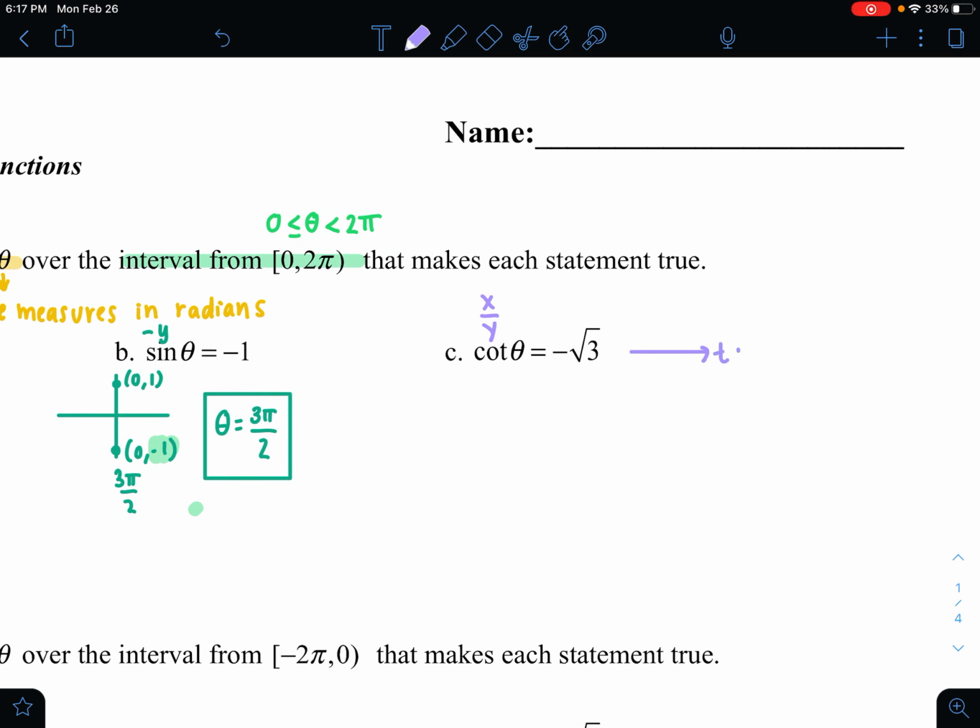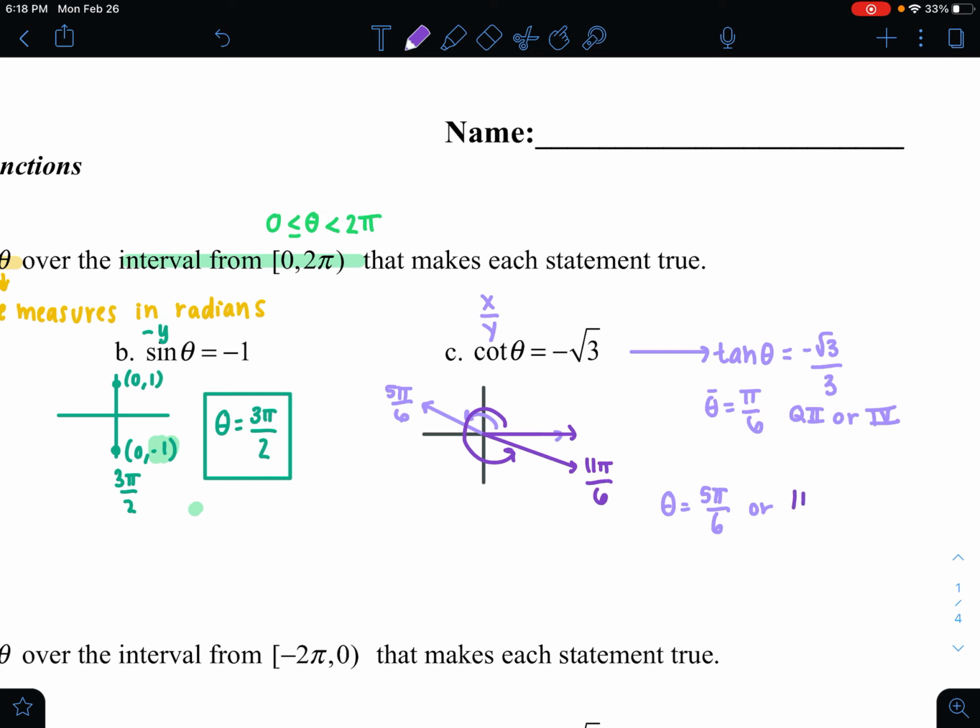We also know that tangent is negative in quadrants 2 and 4. So if we sketch this, in quadrant 2, our angle that is closest to the x-axis is at 5 pi over 6. So theta will equal 5 pi over 6, or we now have to account for quadrant 4. And that angle is located at 11 pi over 6.